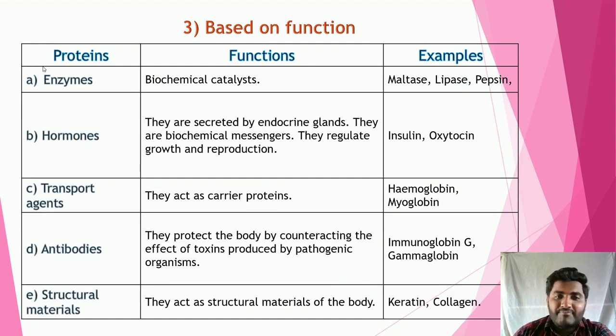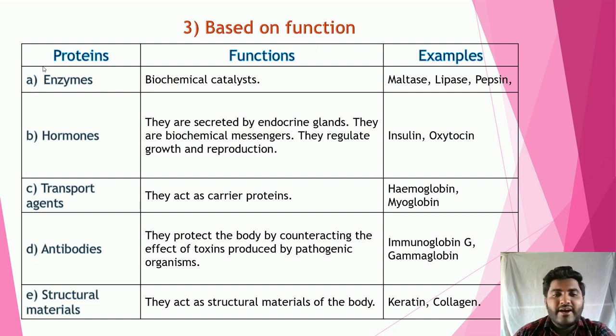First one is enzyme. Enzymes are the biochemical catalysts. Examples for enzymes are maltase, lipase, pepsin. There are some other examples also. This is the classification of the protein based on the function, what they are doing in our body. So enzymes are the biochemical catalysts, for example maltase, lipase, etc.